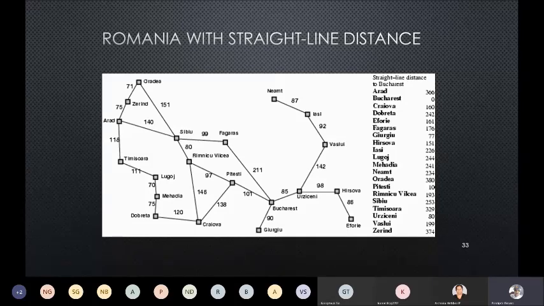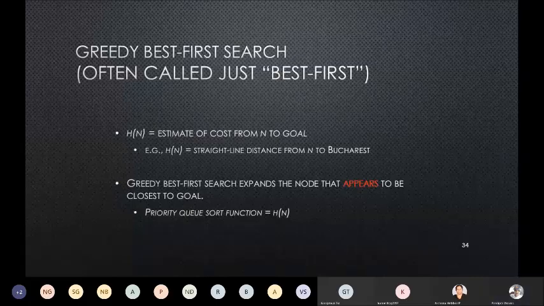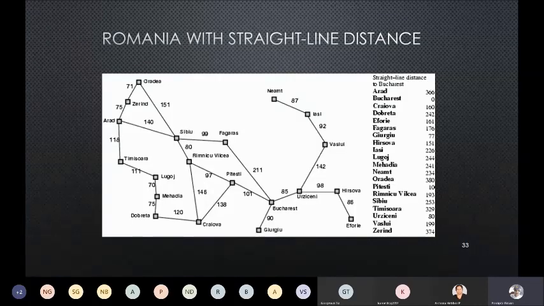So what is our task here? We have to reach Bucharest. So in the next few slides, what we will do is imagine that you yourself are in Arad, and from Arad you have to reach Bucharest.